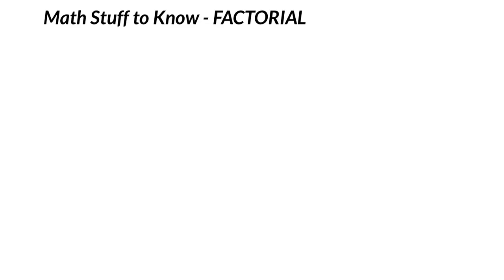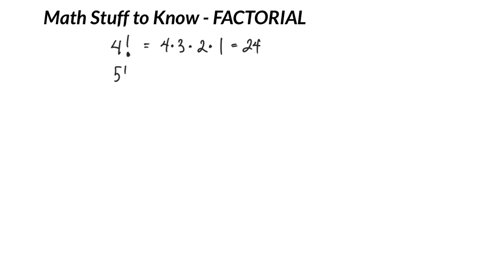I want to spend a little time talking about factorial. Factorial is often denoted with an exclamation point, and what it does is create a multiplication down to 1. Let me explain. If I wrote 4 factorial, this means 4 times all of the whole numbers below it down to 1. So 4 times 3 times 2 times 1 is equal to 24.